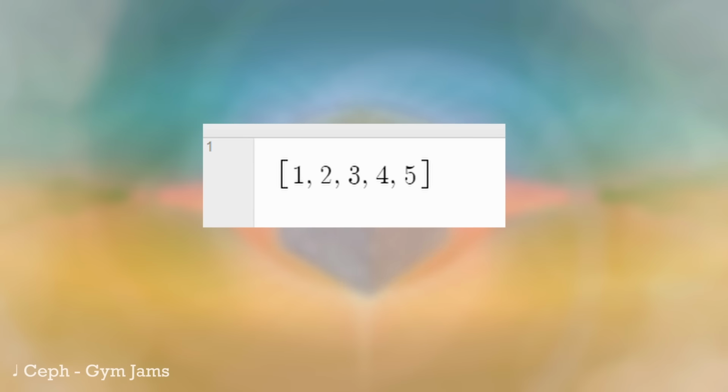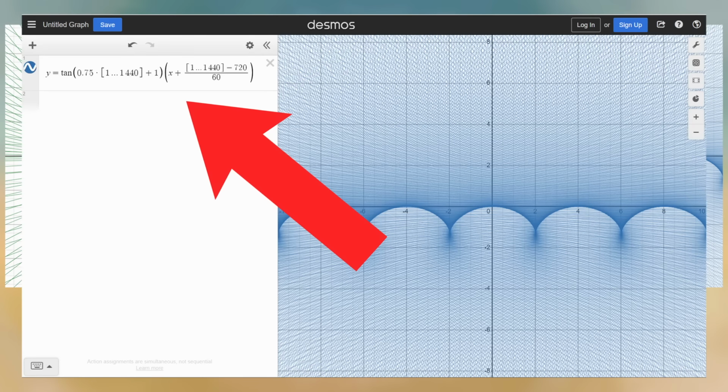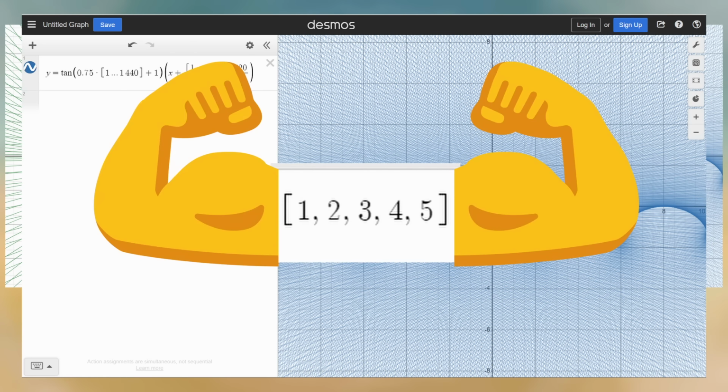Hold on, let me back up for a minute. This thing with the brackets is a list. It can also be written like this, or even like this. Whenever you use a list in an expression, every number in it is run through it separately. In other words, lists let you graph hundreds or even thousands of lines with one equation. You can probably see how this would be useful.